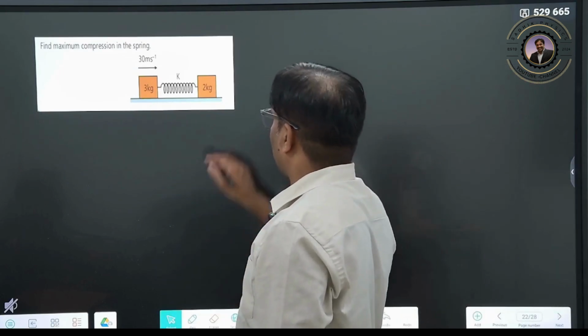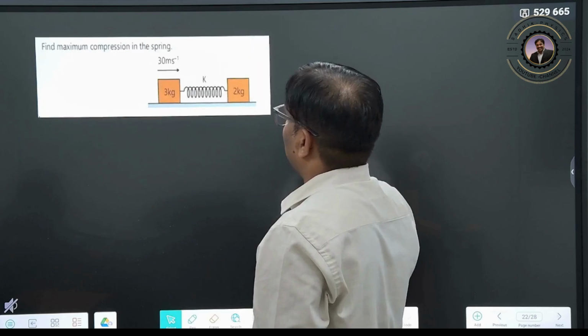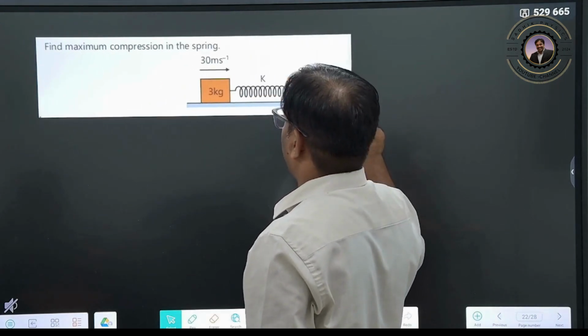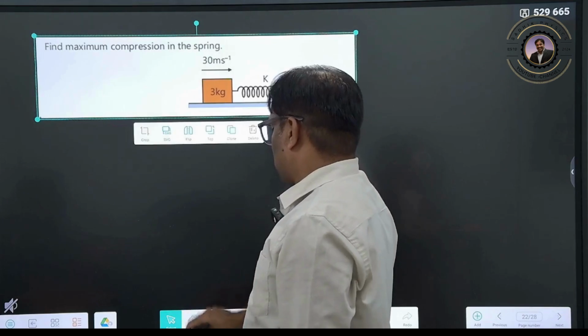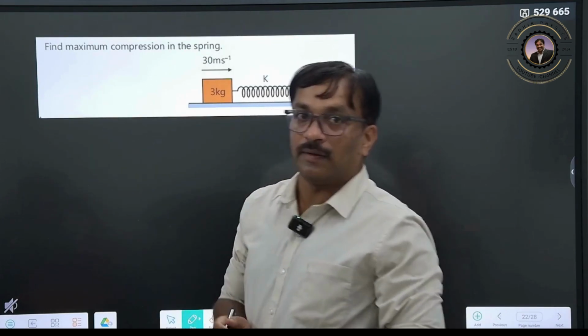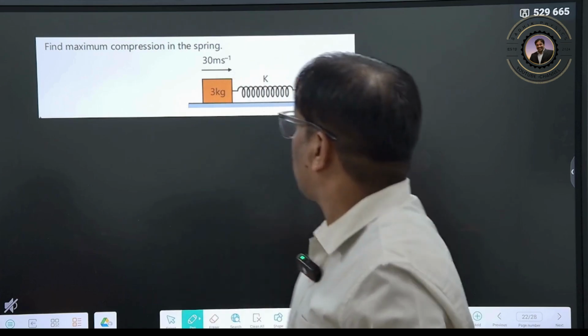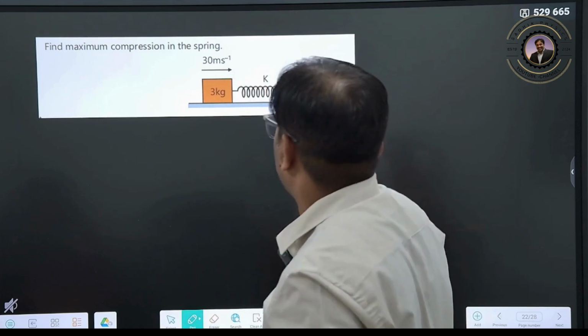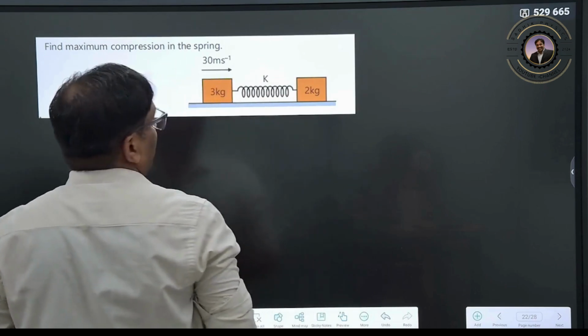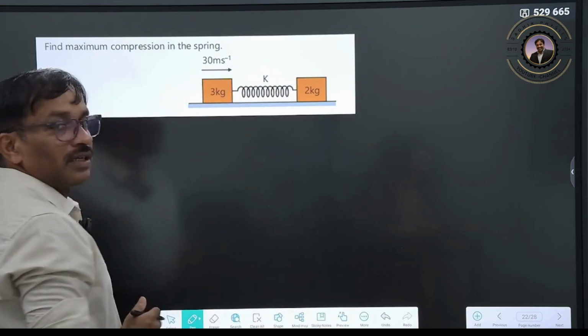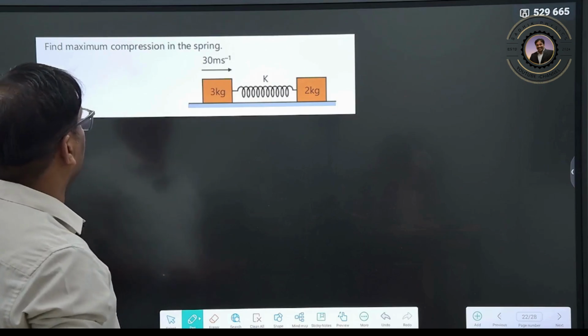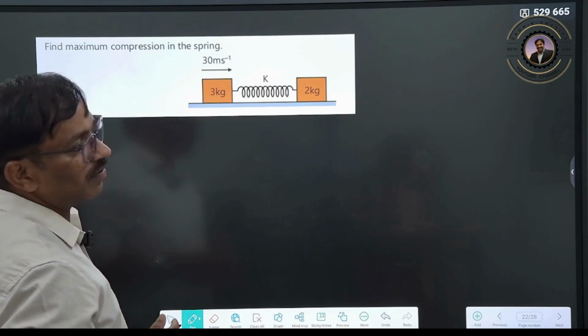Now, one more slightly important question. Find the maximum compression of the spring. So, compression we want to calculate. K is not given, so let us write the answer in terms of k only. Here, when will the maximum compression happen?